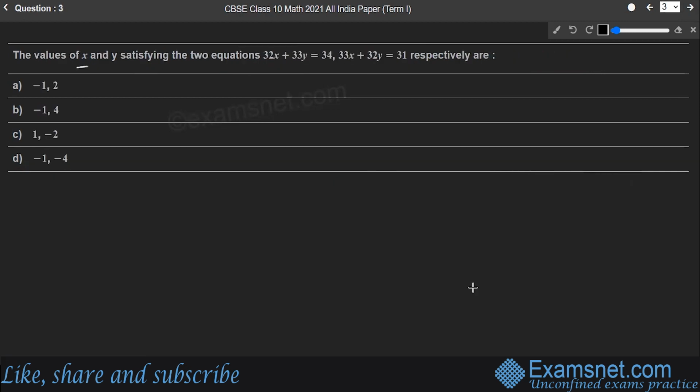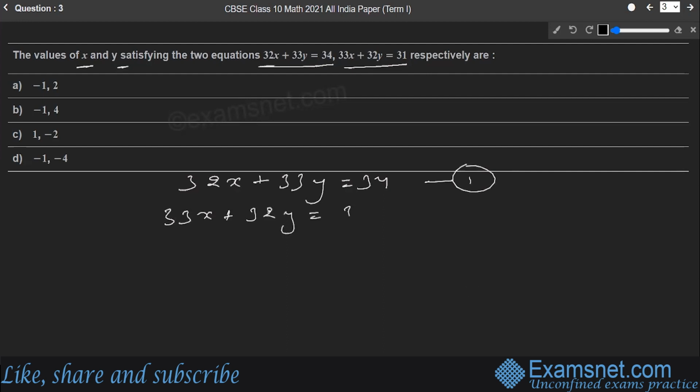Now, the values of x and y satisfying the two equations 32x plus 33y equals 34 and 33x plus 32y equals 31 respectively are. So the two equations can be written as 32x plus 33y is equal to 34. Let us assign this as the first equation. The next one is 33x plus 32y is equal to 31. That is going to be the second equation.